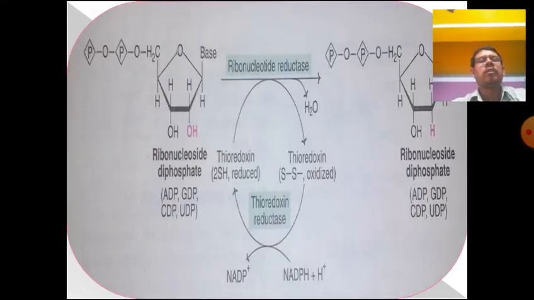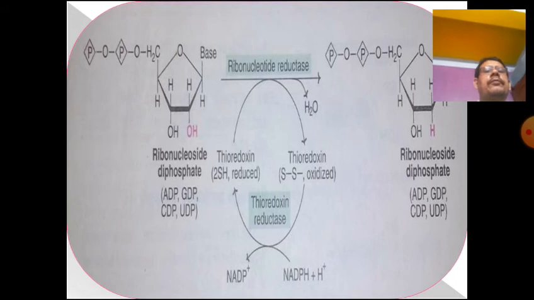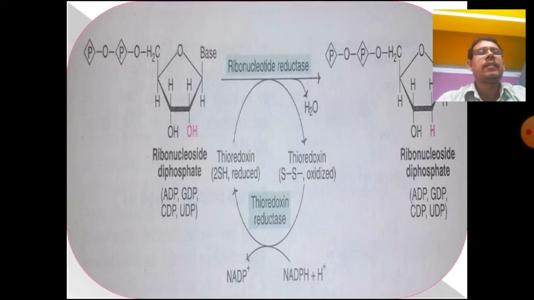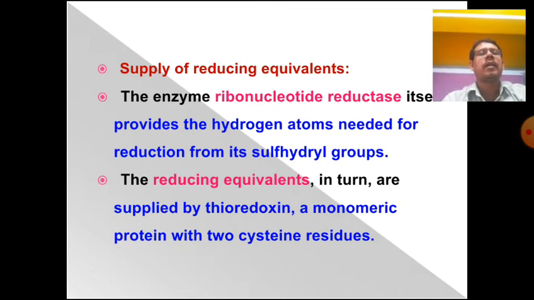And this is the pathway by which the ribonucleoside triphosphate is converted into ribonucleoside diphosphate. In the case of deoxyribose, that means the component of DNA, but here on the right side, by ribonucleotide reductase, the oxygen is removed. The ribonucleotide diphosphates are all components for RNA, and thioredoxin supplies the reducing equivalents to the enzyme ribonucleotide reductase. It provides the hydrogen atoms needed for the reaction from the sulfhydryl group.